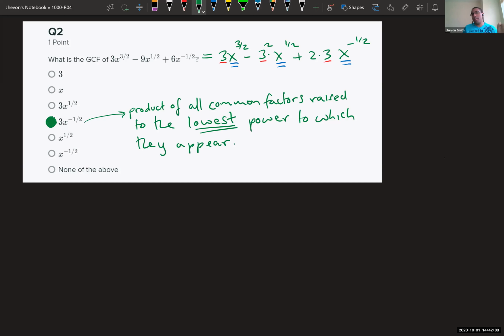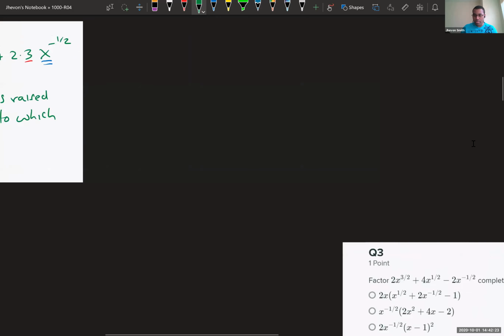And the x appears with the powers 3 over 2, 1 over 2, minus 1 over 2. The lowest power of these is the minus 1 over 2 because it's a negative, right? So it's automatically lower than the other 2. So product of all the common factors to the lowest powers to which they appear gives you the GCF. All right.